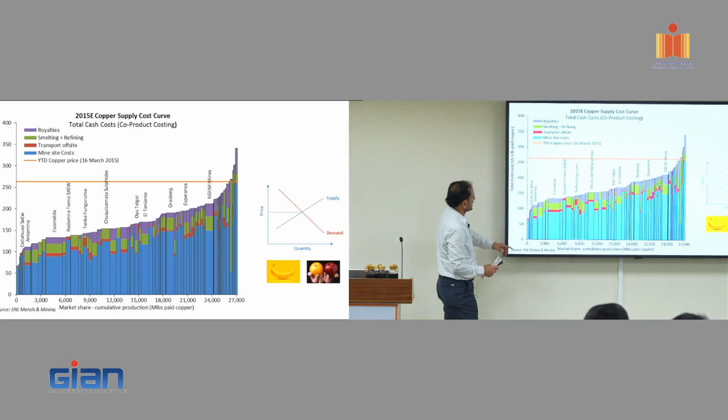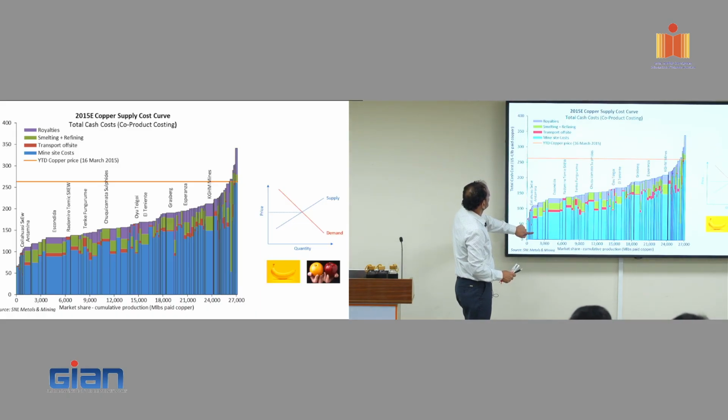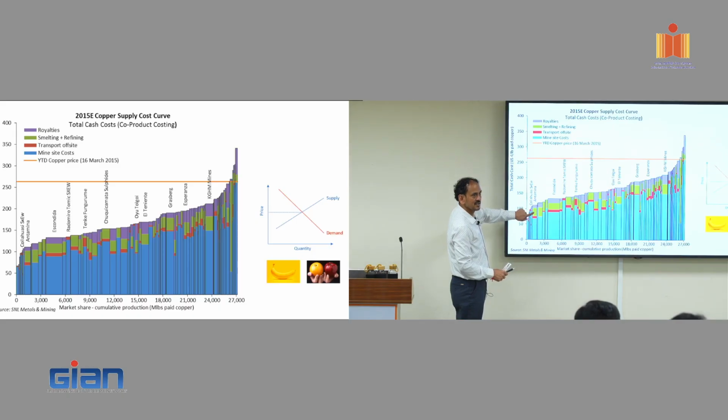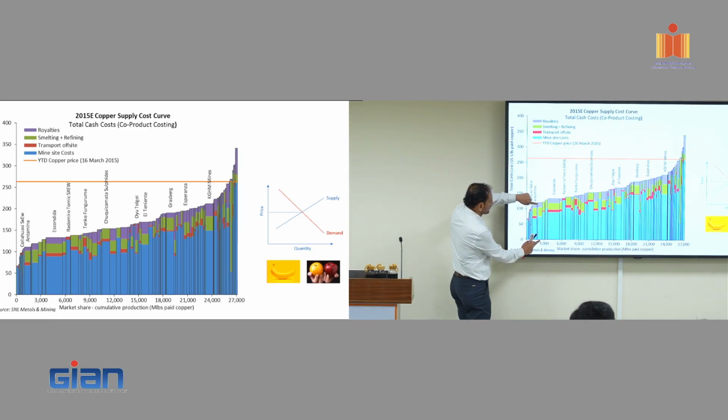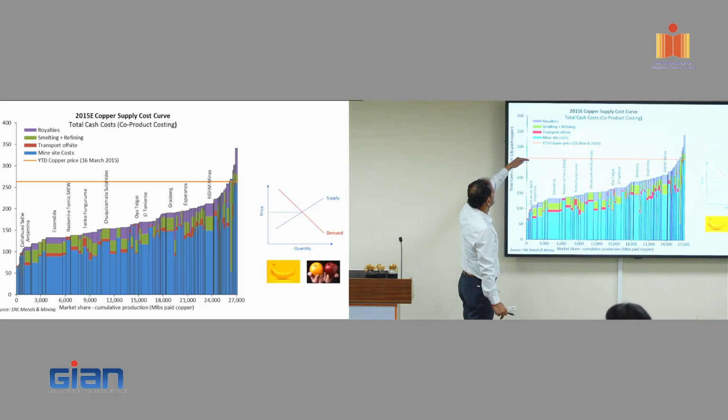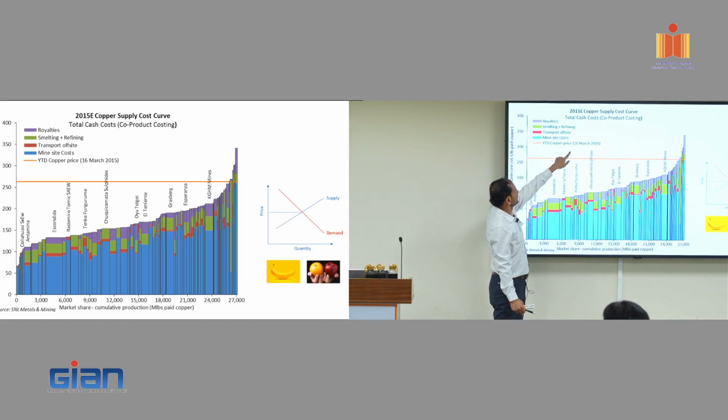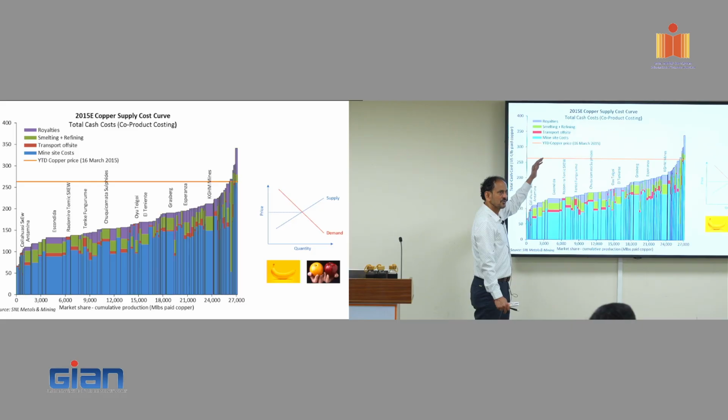What costs are included here? So that is your mine site costs. This is mining costs. That is your transport offsite cost, that's your smelting and refining cost, and that's your royalties. That's your total cost. And this is the price of the copper. Year-to-date copper price, 16 March 2015. So that's the price. This is what you produce it at. This is what you get paid when you sell it in the market.